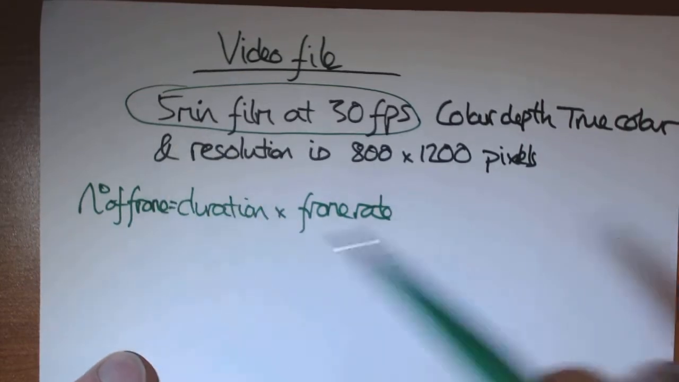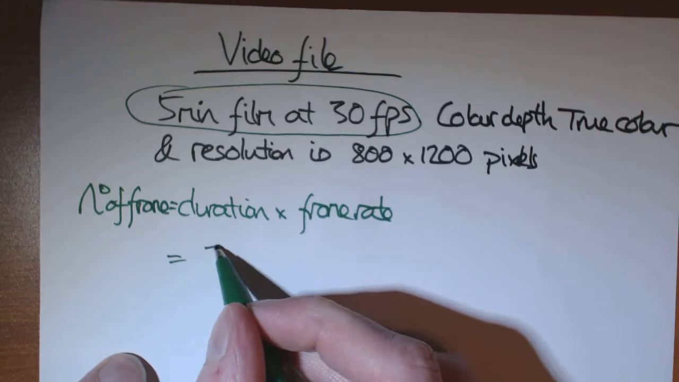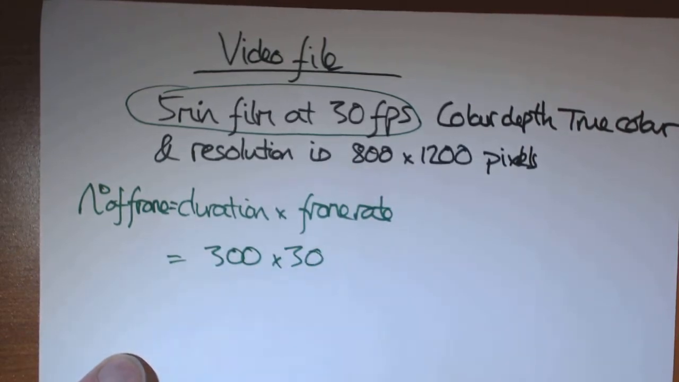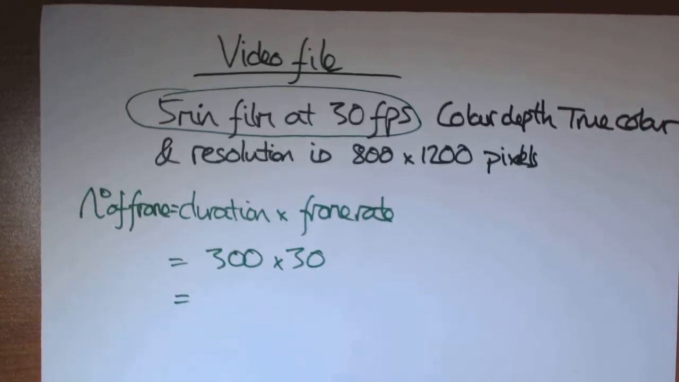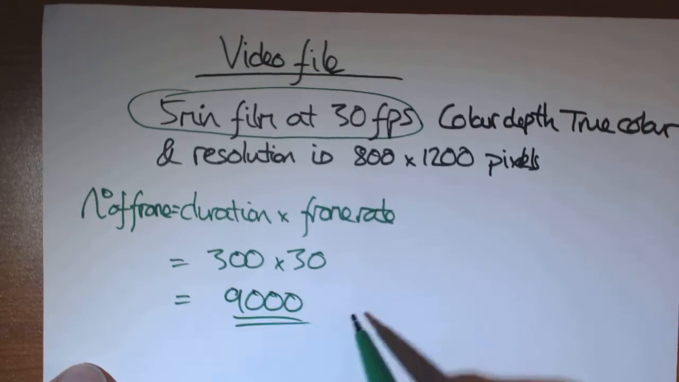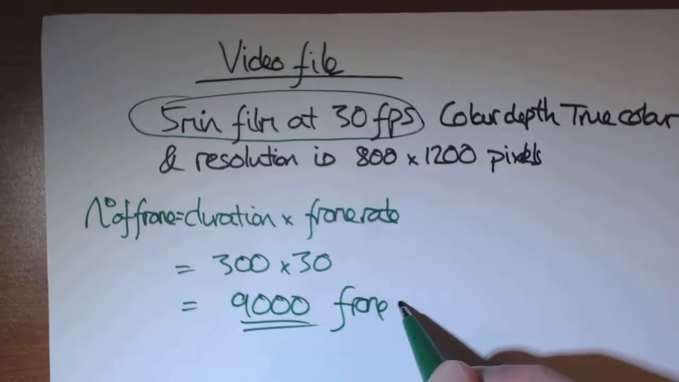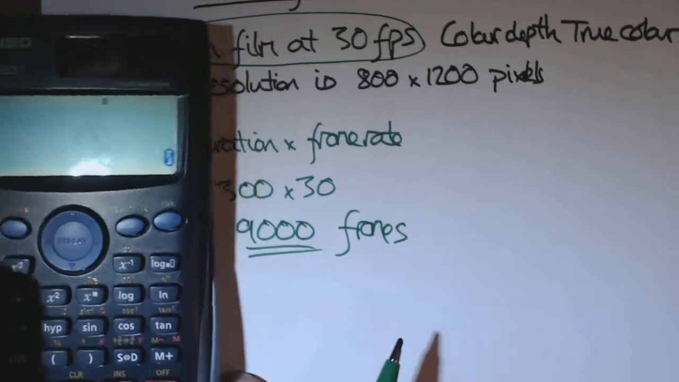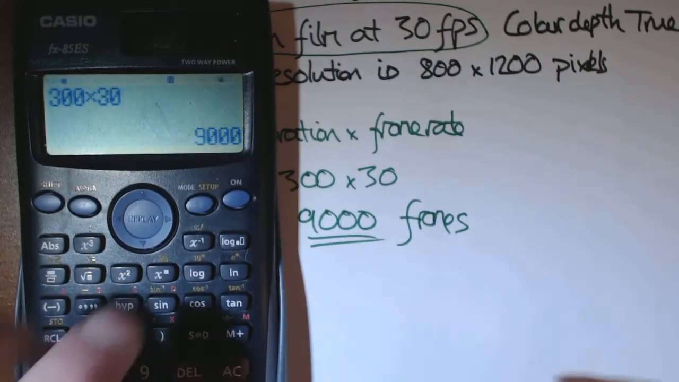So 5 minutes, you want to get into seconds, so that's 5 times 60, that's 300, and the frame rate is 30. So for 300 seconds, each second has 30 frames. So that's 9,000 frames, so that's one video clip. Just in case you're not sure where I got that from, 300 times 30 is 9,000.